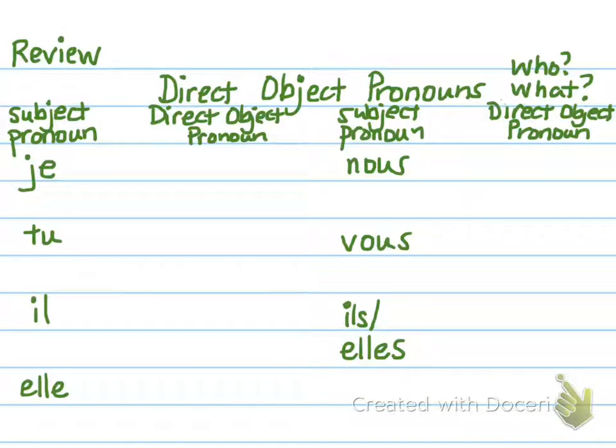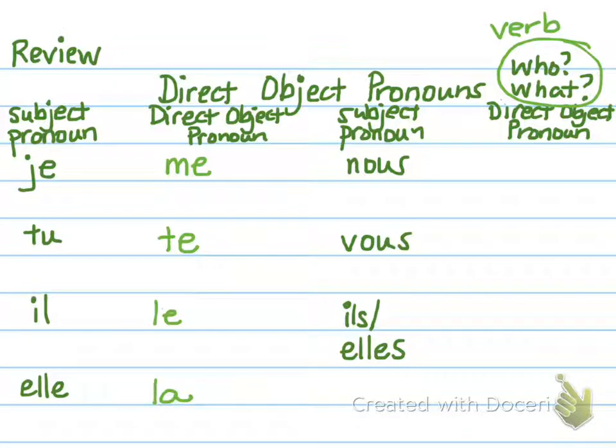Also in this lesson were some new direct object pronouns, so kind of reviewing again what we've learned so far. Remember, direct object pronouns answer who or what for the verb. Okay, so when our subject pronoun is je, the direct object pronoun is me. For tu, it's te. For il, it's le. And for elle, it's la. For nous, it's nous. For vous, it's vous. And for il and elle pluriel, it's les.